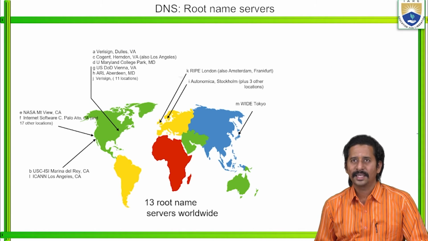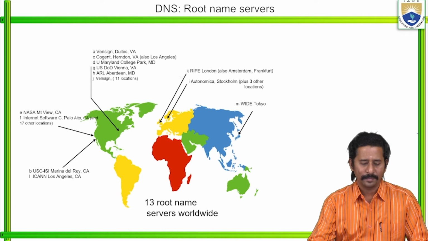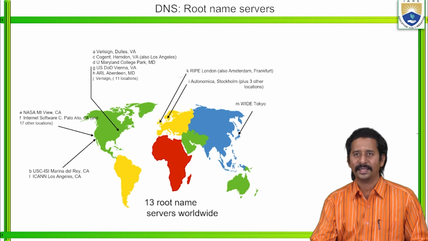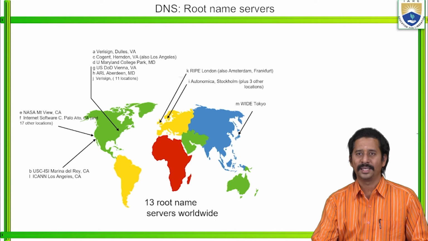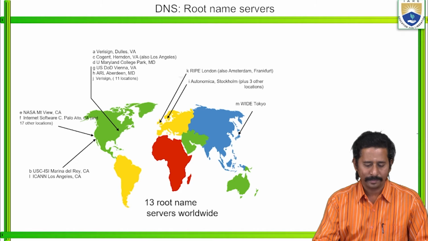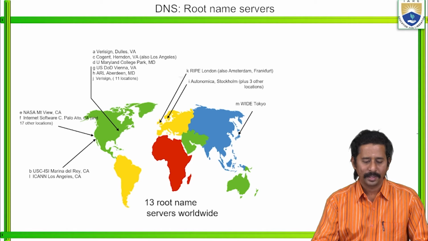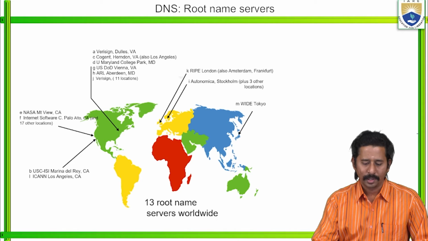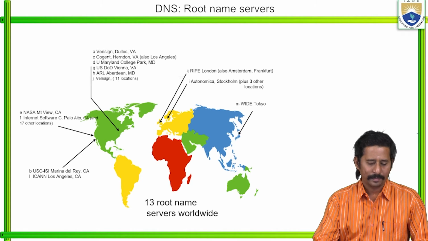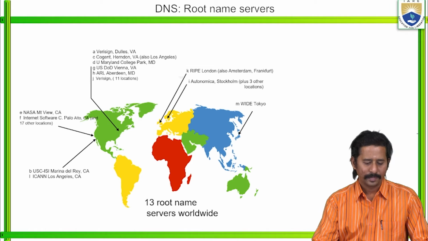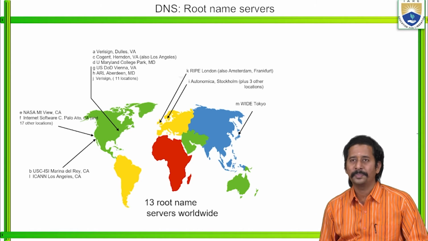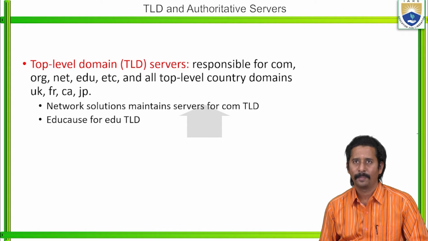See, these are the DNS root name servers. There are a number of root name servers. Those are categorized into various regions. So we have totally 13 root name servers worldwide. Worldwide, right? Like US, IARE, Verizon, NASA, Internet Software. So there are a number of servers. Each and every server can map to one particular IP address.